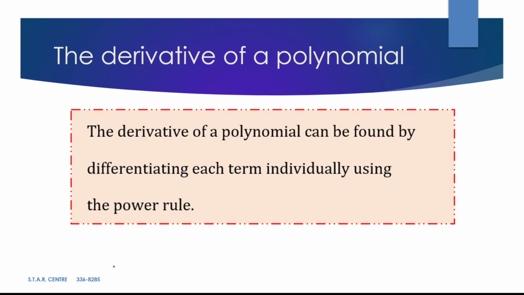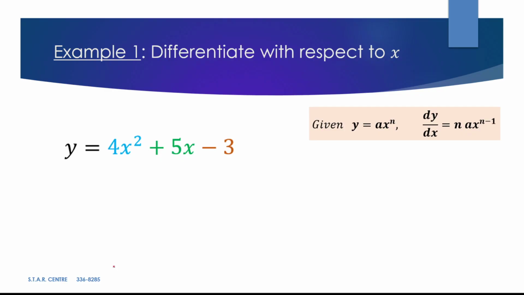Okay, our next rule is the derivative of a polynomial. The derivative of a polynomial can be found by differentiating each term individually using the power rule. So this shows a polynomial y equal 4x squared plus 5x minus 3. So differentiating this, as mentioned earlier in our last slide, we just differentiate each term separately using the power rule.